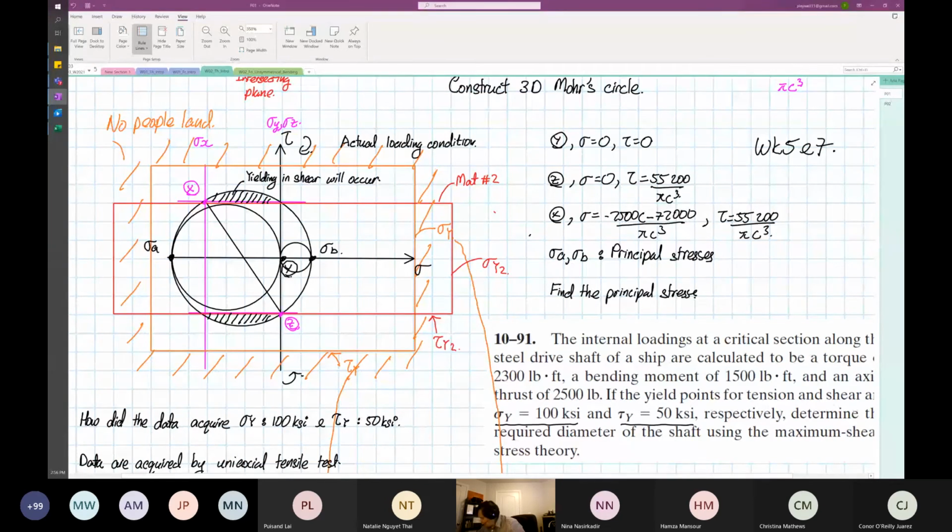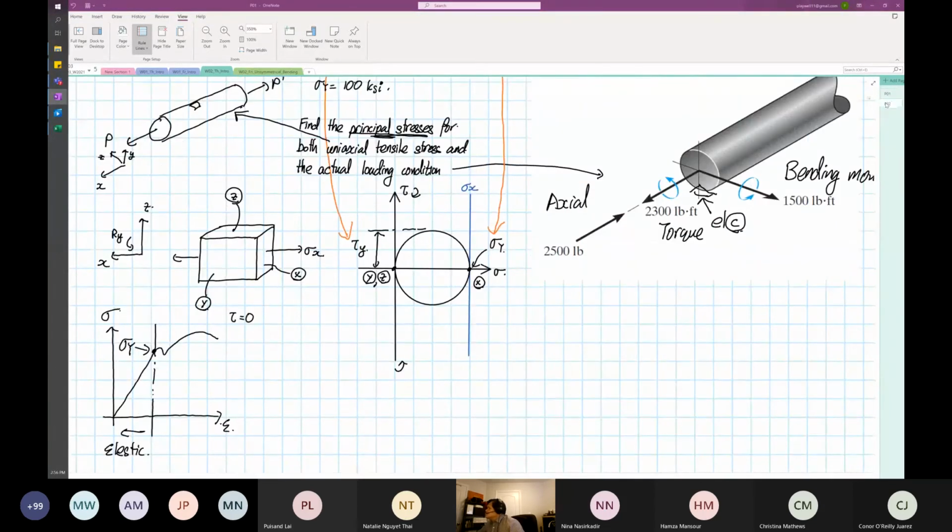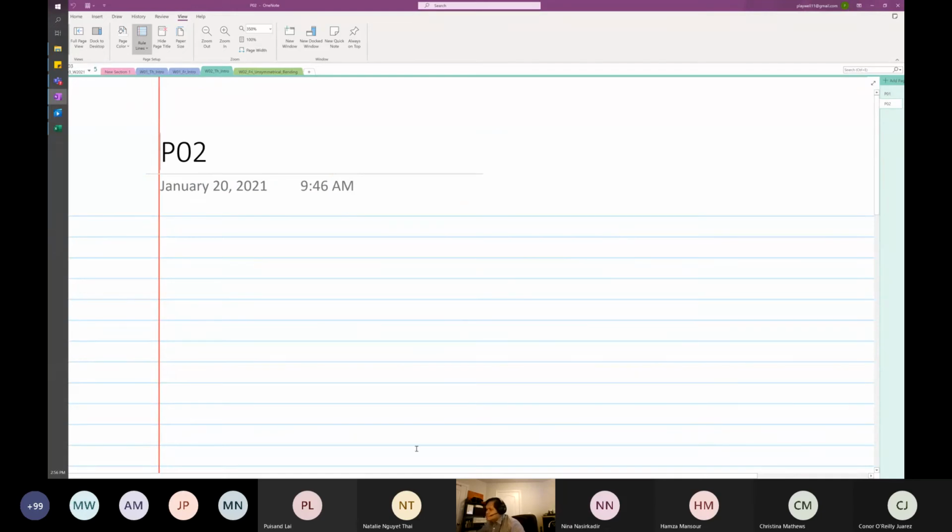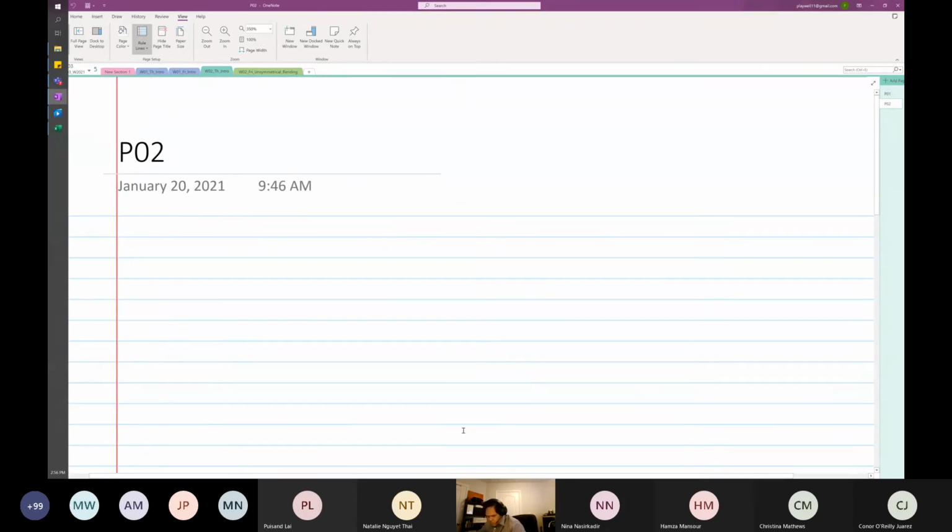Right. So that is where I just elaborated the importance of learning Mohr's circle and finding principal stress. Okay, so now I'm going to the next page. So now we are going to find principal stresses. Define principal stresses, which we can call stress A and stress B.